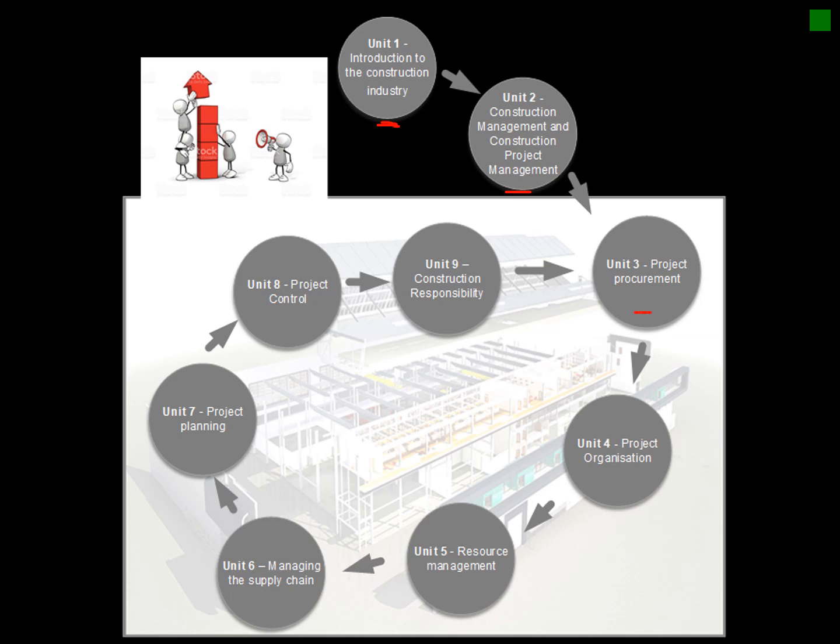Getting to project procurement, this is now a little bit more important. I will talk a little bit more in depth about all of these once we get there. Then project organization is also very important. Resource management as well. Managing the supply chain builds up to our actual project planning, our control, and then our responsibility, which we dealt with in our last lecture. So you can immediately see what is important, what not, and what is at the sharp end of our projects.